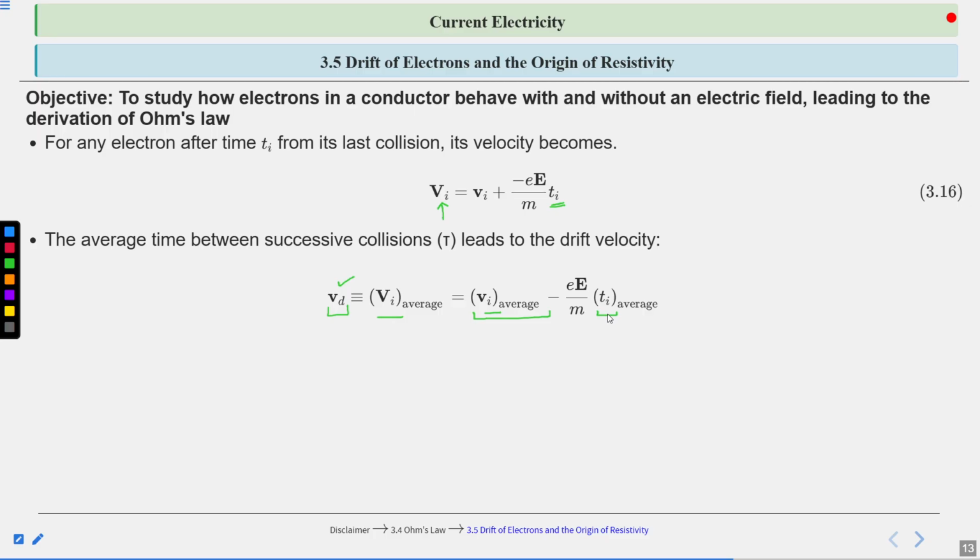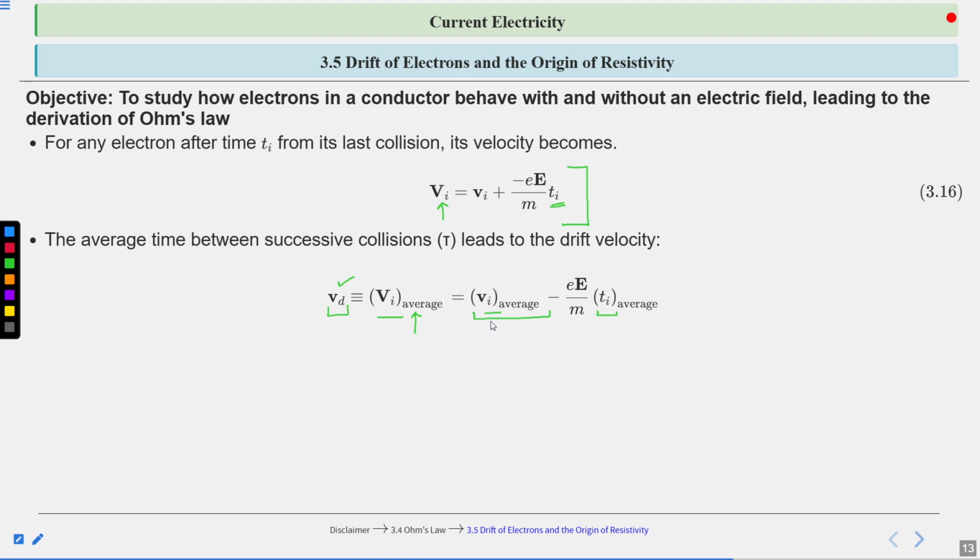Okay, now there are a number of electrons. This thing is for one electron. Okay, we cannot take one electron and derive the derivation. Okay, it will be incorrect for other electrons. So we will take the average thing, the average of all the velocities. So this capital Vi average is the average of all the velocities of the electrons after some time ti from their last collision. We will take the average of all the velocities, and this small Vi average will be 0.